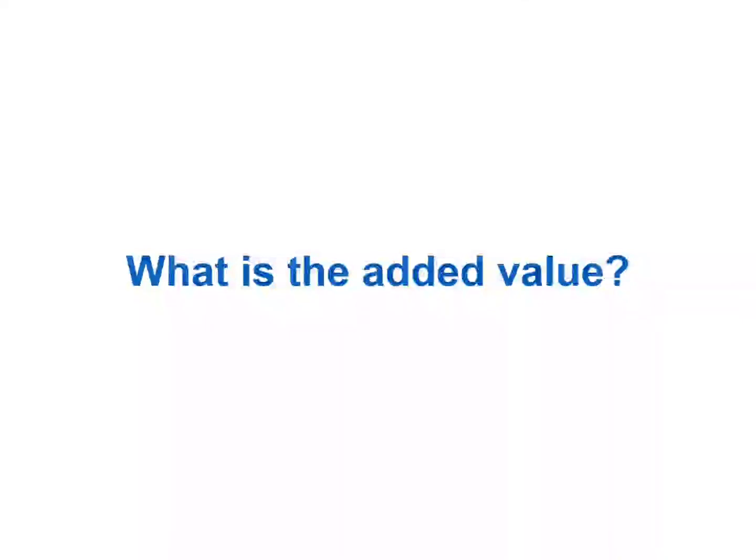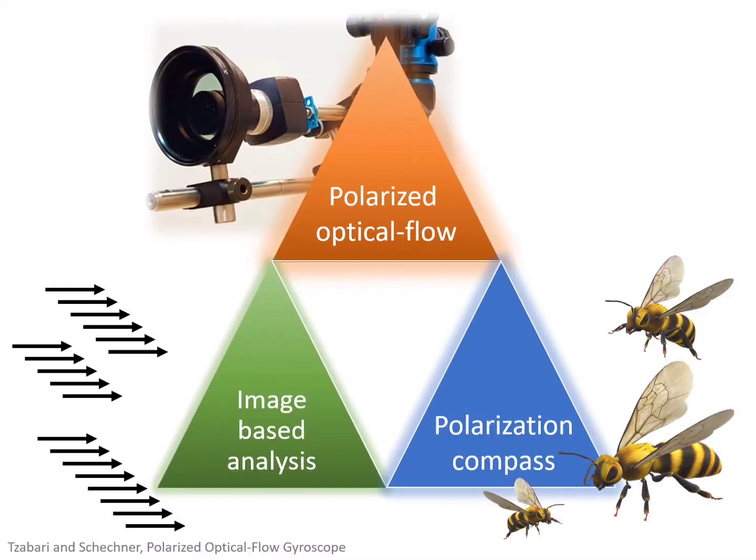So to our question, what is the added value of this method? The beauty of polarized optical flow is in that it unifies image-based analysis and polarization compass in a single method. In scenes with high structure, optical flow will be more dominant. In smoother scenes, polarization will be more useful. However, most scenes will profit from both. The qualities of the scene do not need to be known prior to the use of this method.